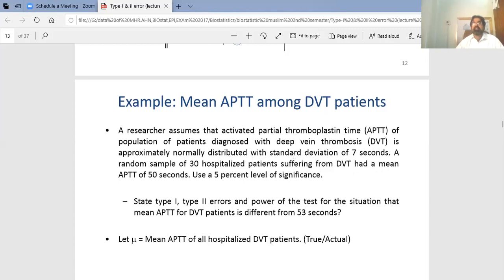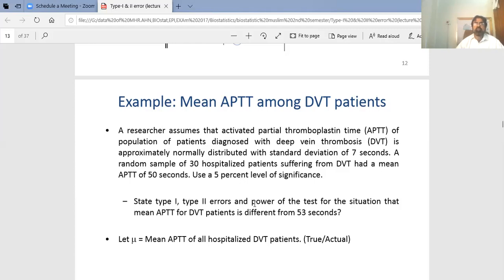What has been given in this scenario? The population standard deviation is 7, and the mean APTT in the sample was 50 seconds. A random sample of 30 hospitalized patients suffering from DVT had a mean APTT of 50 seconds, using a 5% level of significance. So this is the sample mean, 50 seconds, for the sample of 30, and the standard deviation is 7. Let's go ahead and explain type 1 and type 2 error in this situation.